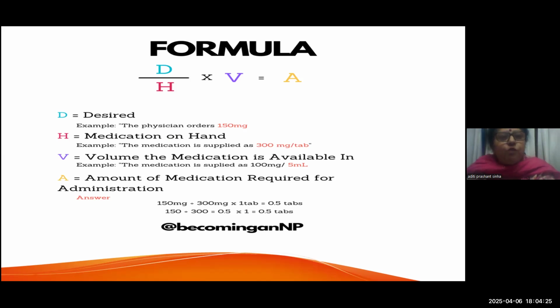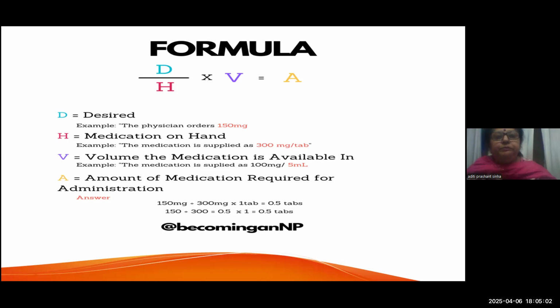So what is D over here? D stands for desired. What is the desired strength which has been given to the patient? Say, for example, the physician orders 150 mg. So this 150 milligram is my desired drug to be administered. H is the medication on hand, that is the medication which is supplied in a particular form. I need to give 150 mg, but the capsule or tablet comes as 300 mg per tablet. So how do I give this 150 mg? That is what I need to calculate. So medication on hand is 300 milligram.